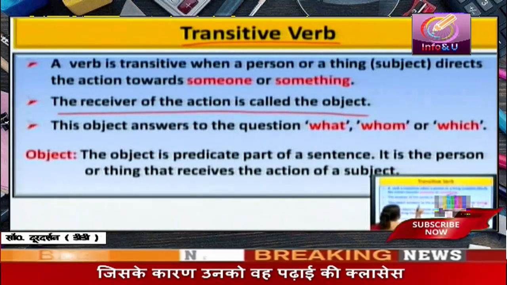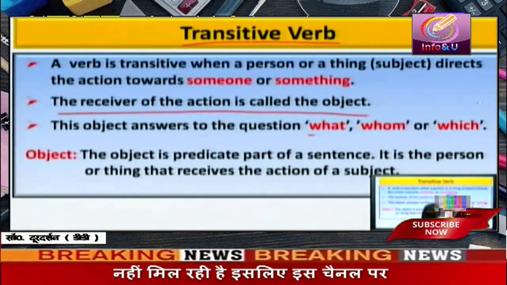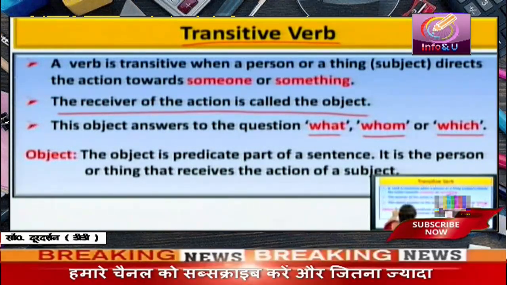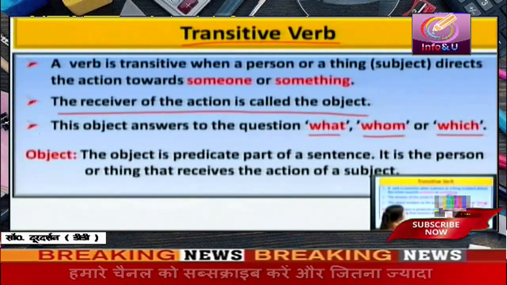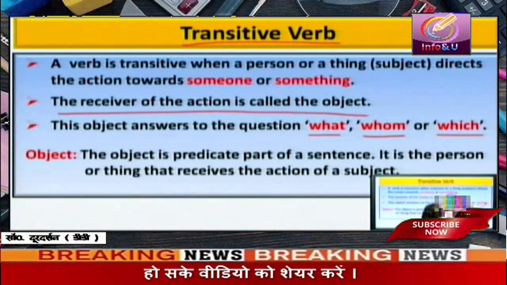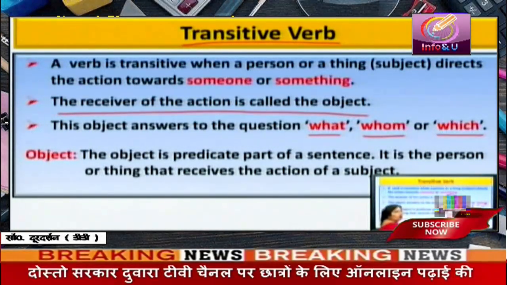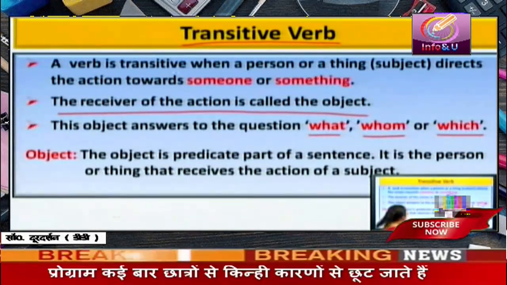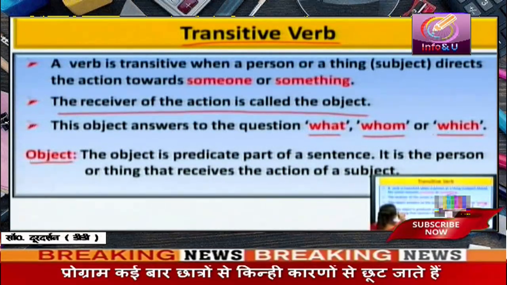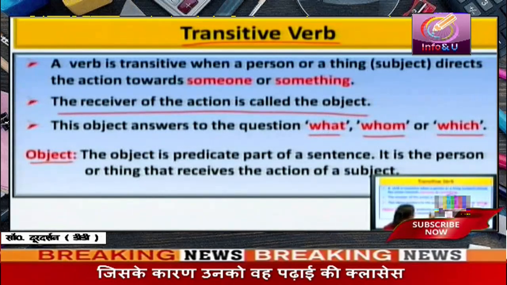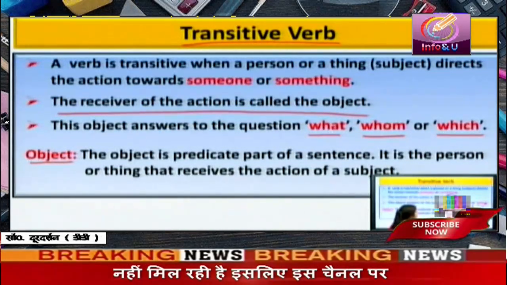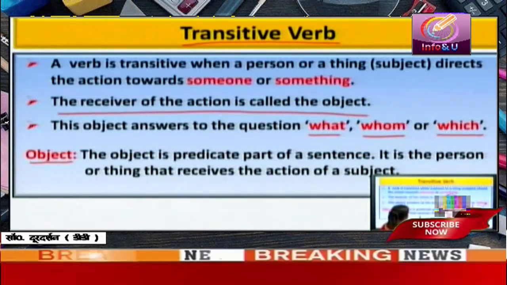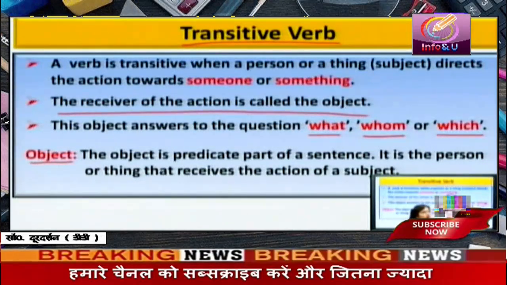This object answers to the question what, whom or which. You should also know what is the object. The object is predicate part of a sentence. It is the person or thing that receives the action of a subject.